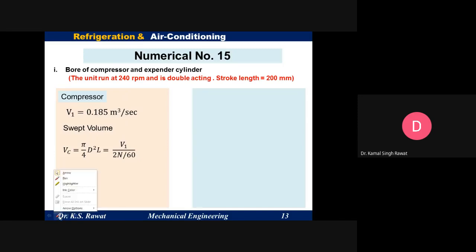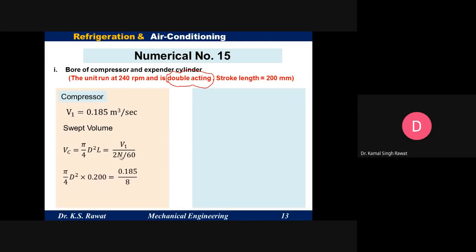And one point you should also note, this cylinder is double acting. Since it is double acting, we will also divide by 2. So if we divide V1 by 2 N by 60, we will get the swept volume. So equate pi by 4 d square into L equal to V1 divided by 2N by 60. We can calculate the value of D, since the value of L, V1 and N are known.